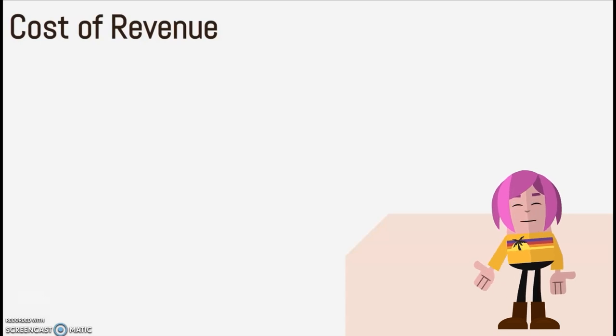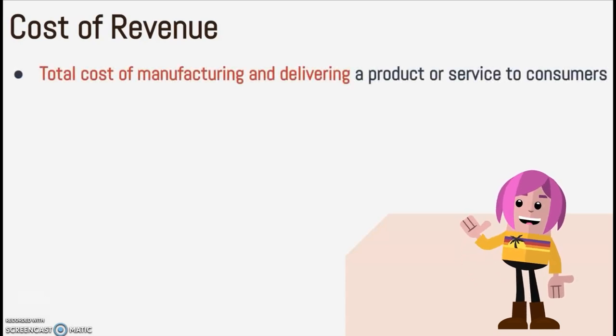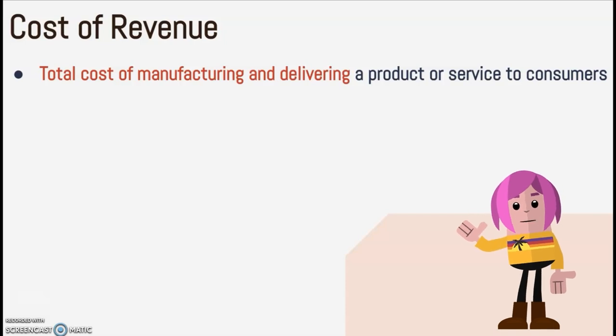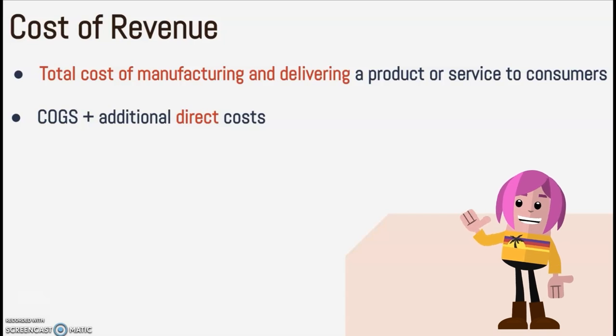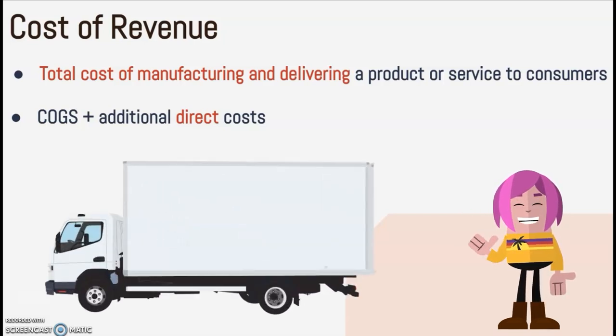Cost of revenue refers to the total cost of manufacturing and delivering a product or service to consumers. It takes into account the cost of goods sold, COGS, or cost of services provided, plus any additional direct costs incurred to generate a sale, such as distribution.